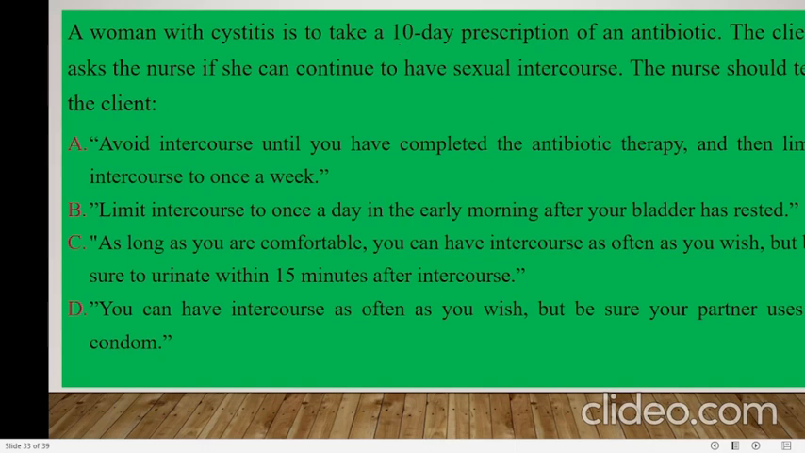A woman with cystitis is to take a 10-day prescription of an antibiotic. The client asks the nurse if she can continue to have sexual intercourse. The nurse will tell the client that... remember, cystitis is a UTI and what is affected here? The urethra. Okay? Avoid intercourse until you have completed antibiotic therapy, then limit intercourse to once a week.